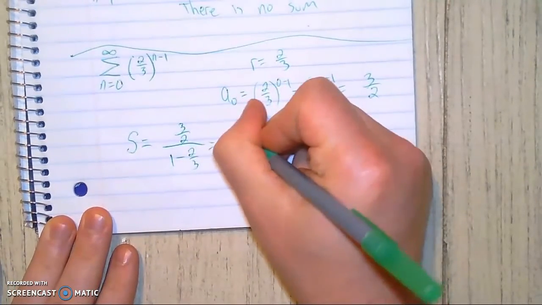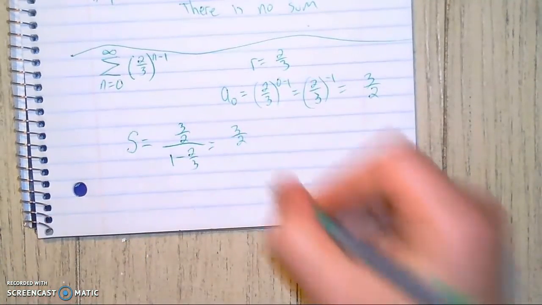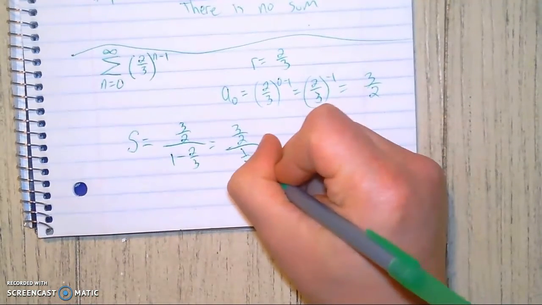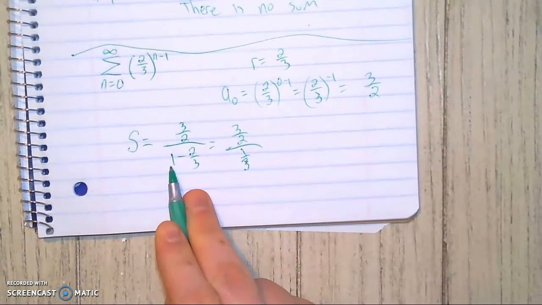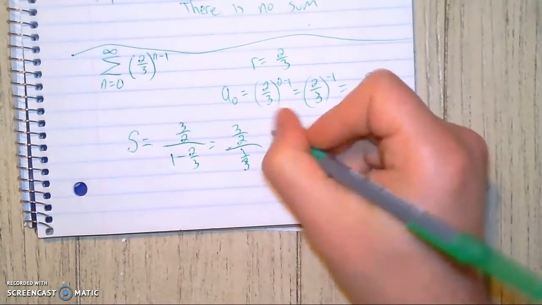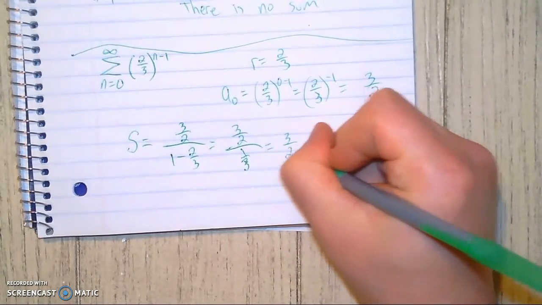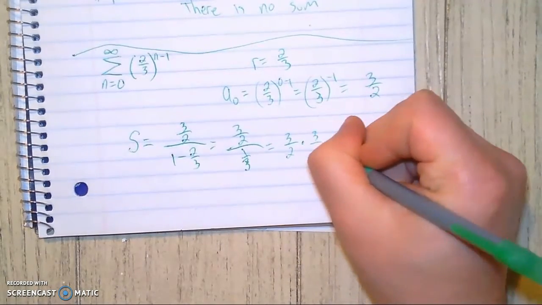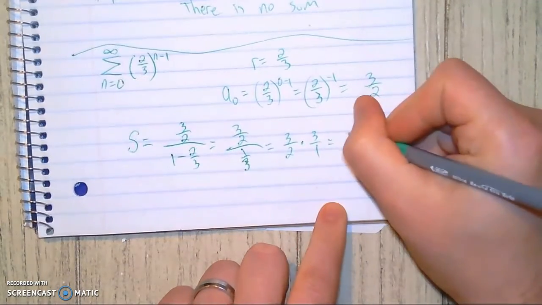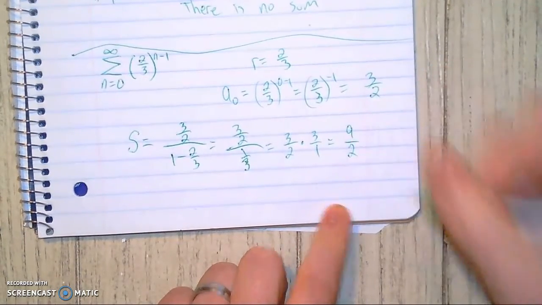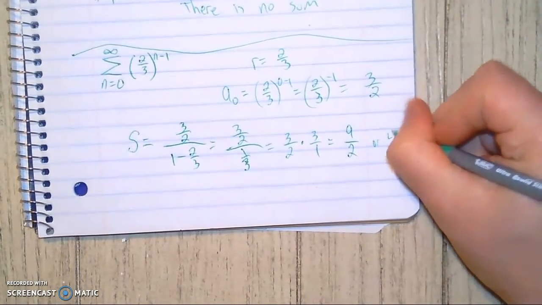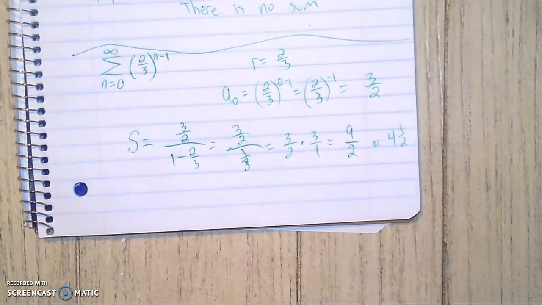So from here, you're just being careful to work this out one bit at a time. That's 3/2 all over 1 minus 2/3 is 1/3. You could always rewrite this as 3/3 if you want. 3/3 minus 2/3 is 1/3. And whenever we divide by a fraction, it's easy to rewrite that as multiply by the reciprocal. So I put, instead of divide by 1/3, I put times by 3 over 1. At this point, go ahead and multiply across the top, multiply across the bottom. We've got our answer. The sum is approaching 9/2, or call it 4.5.